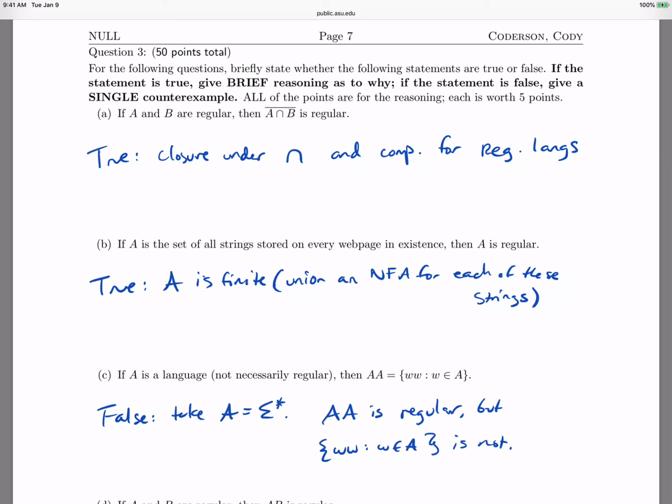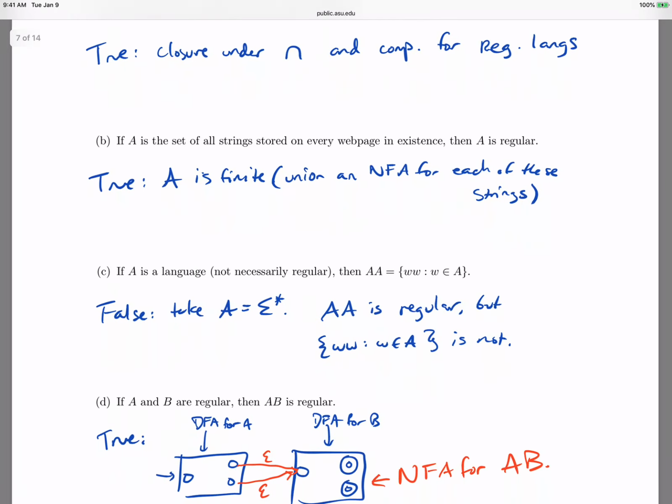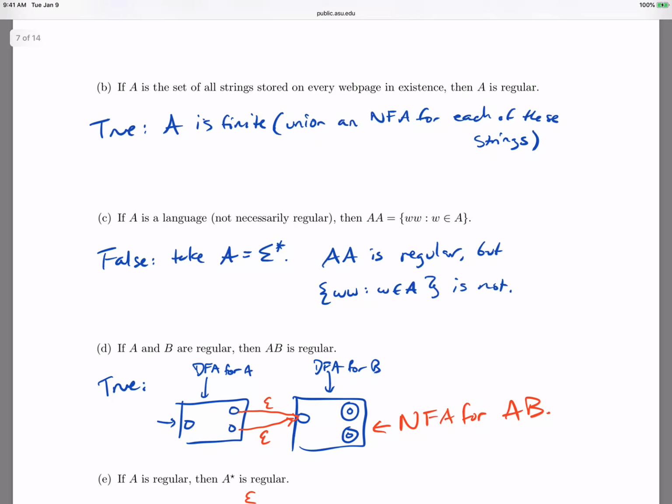When people write, this is true because of closure under union, what do you think I'm thinking? Where's the union here? What are the operations being applied here? Intersection and complement. So if you write closure under intersection and complement, you're done. Okay? So you just have to write those 2 things, and true, obviously.